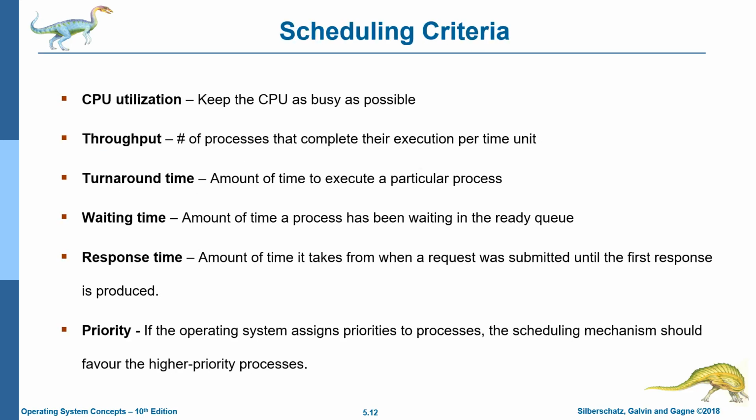So, what is the scheduling criteria? Scheduling criteria includes CPU utilization, throughput, turnaround time, waiting time, response time, and priority. CPU utilization means that we should utilize the CPU to its maximum. Keep the CPU as busy as possible. Throughput means the amount of work done per unit time, and the turnaround time is the time calculated from the job submission to its completion.